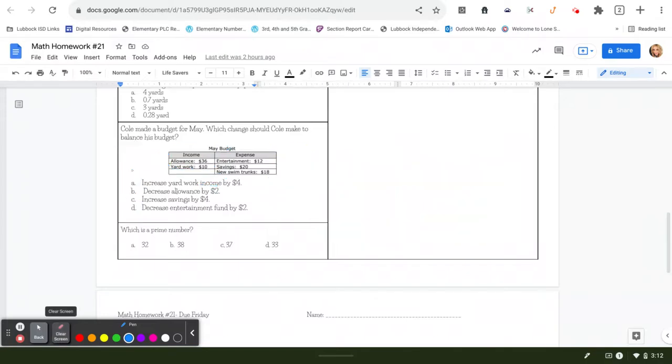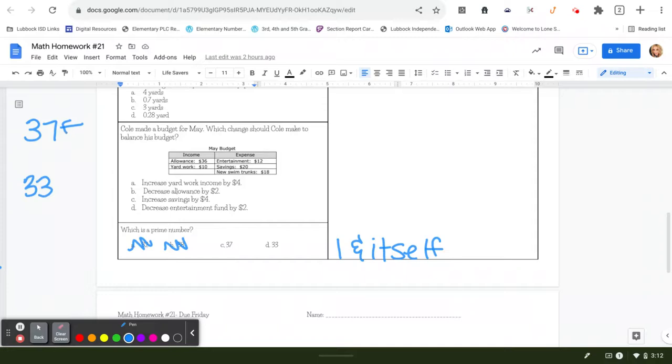Okay, and last one, which is a prime number? Remember, a prime number has two factors, 1 and itself. Okay. Remember that 2 is the only even prime number. Okay, so I'm going to get rid of all of my even numbers because 2 is the only even prime number. Then I'm going to look at 37 and 33.